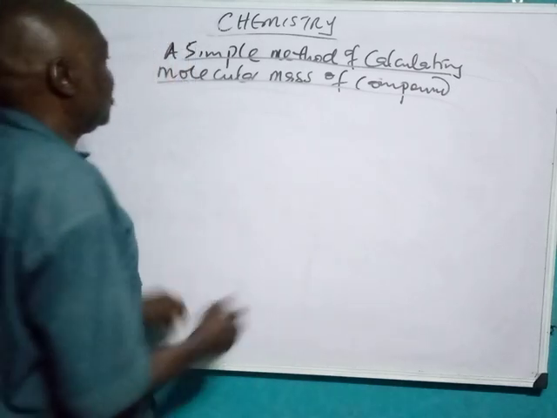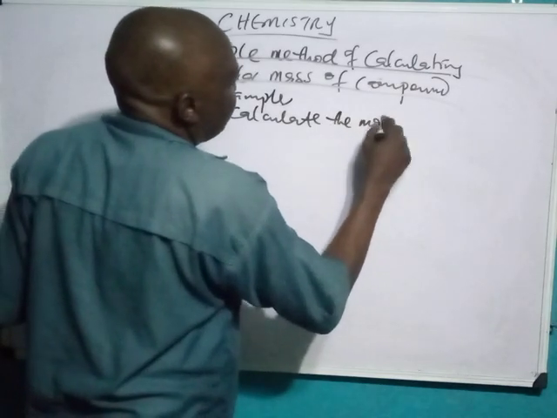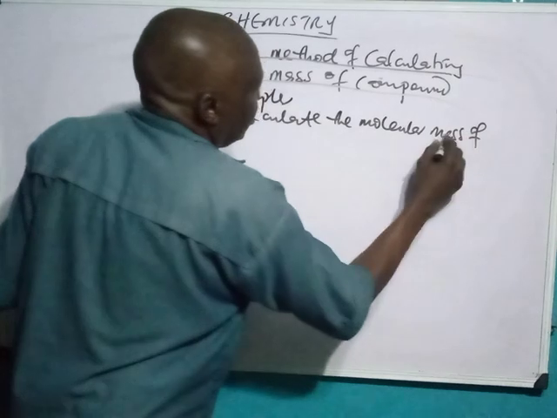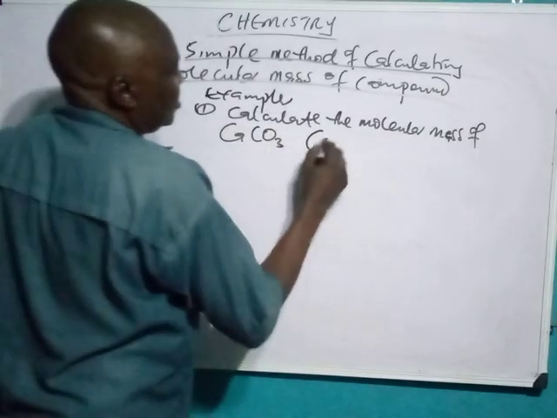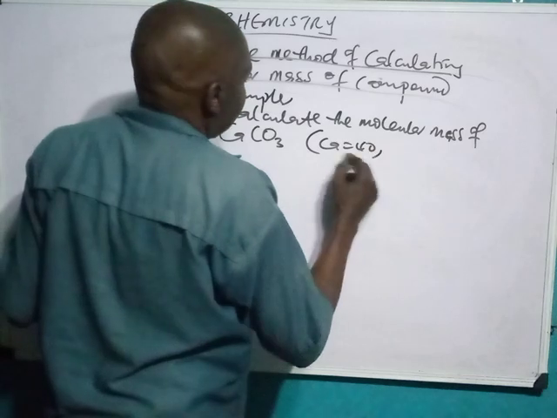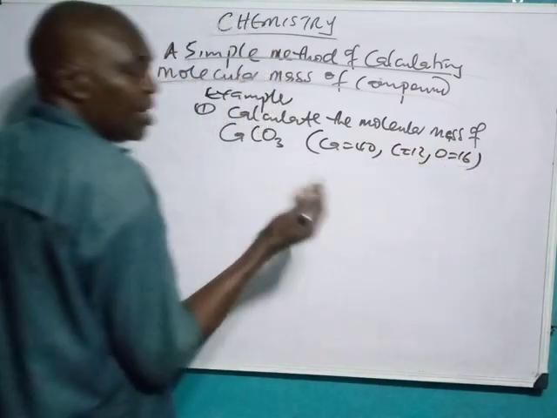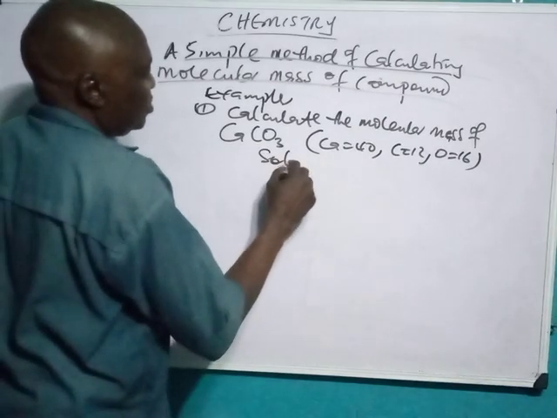Let's say, for example, calculate the molecular mass of calcium carbonate, CaCO3. Ca equals 40, C equals 12, O equals 16. To carry out this, the same process, the same method.